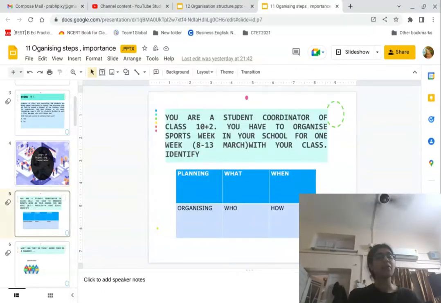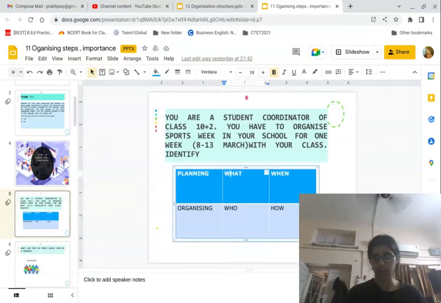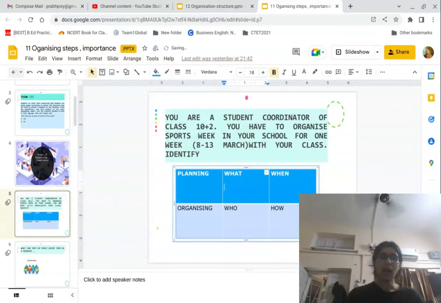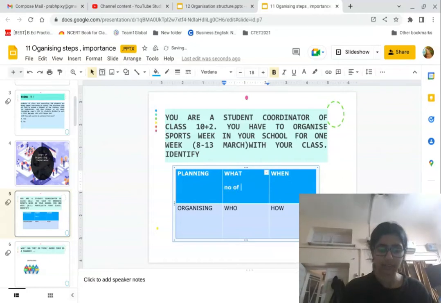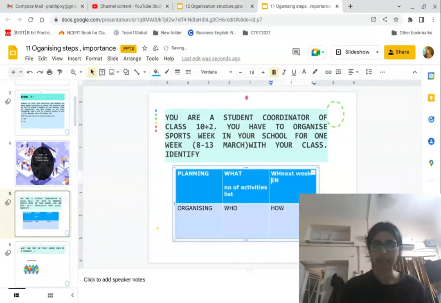I hope you remember this particular activity also: you are a student coordinator of 12th class and you have to organize a sports week in your school for one week. So what do you have to plan? What are the basic things that you will be doing for the sports week? There will be a number of activities, so you will be preparing the list of activities, and when you have to do them: next week. So you have time till next week.